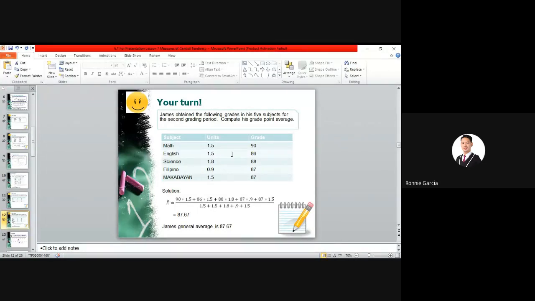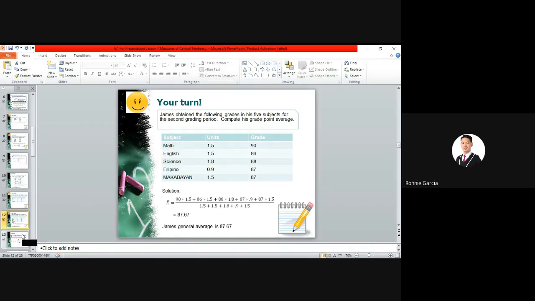After multiplying all those numbers, you add the results, then divide by the number of units. So add 1.5, 1.5, 1.8, 0.9, and 1.5. After dividing that, you have to get this correct answer, 87.67. Ramos got the correct answer.